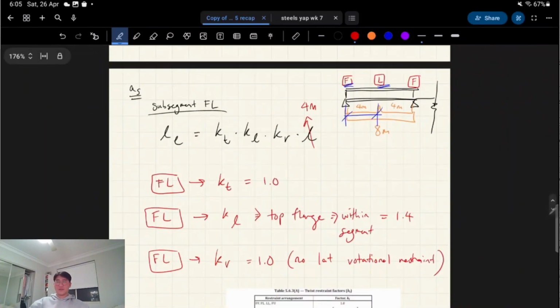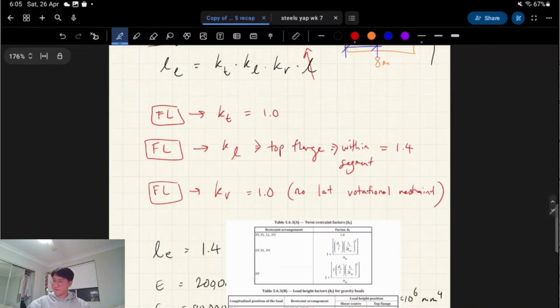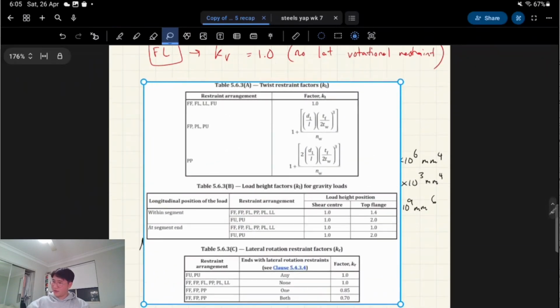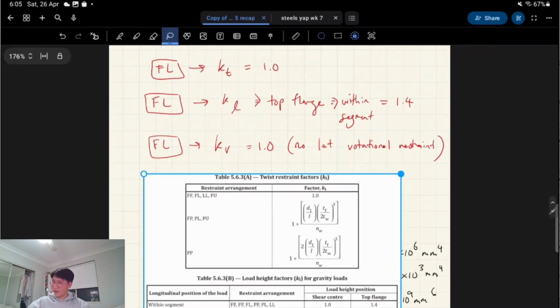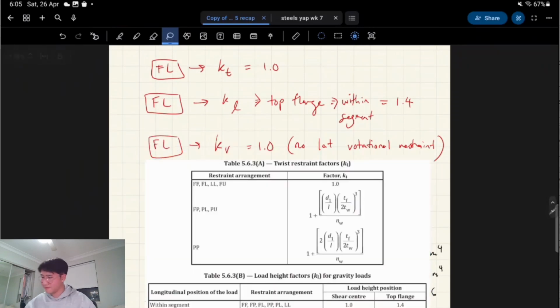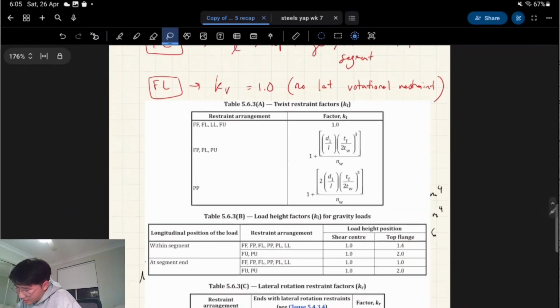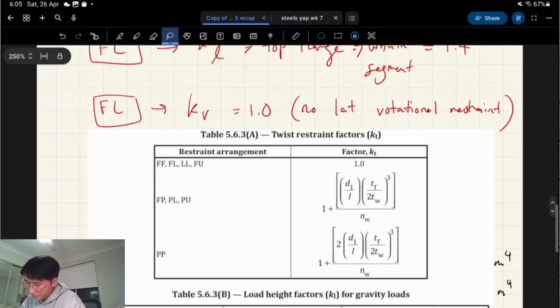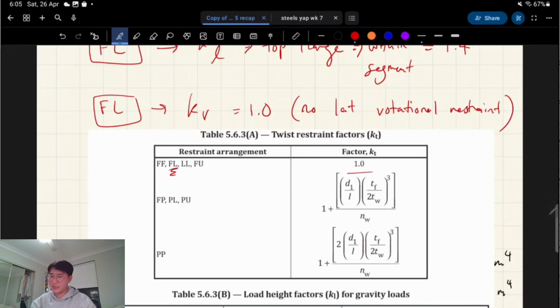So we have to multiply this by a couple of different factors. There's your KT, KL, and KR factors, which I have in this table here. For KT, we look at the restraint arrangement, and ours is FL. So for FL, we just have a restraint of 1, so we don't have to do anything else there.